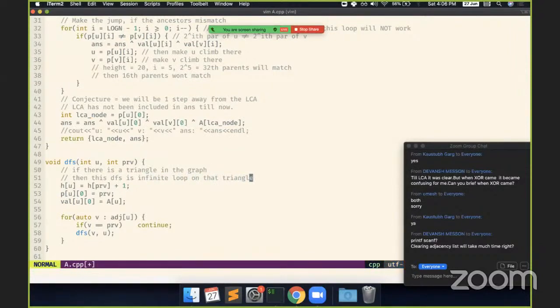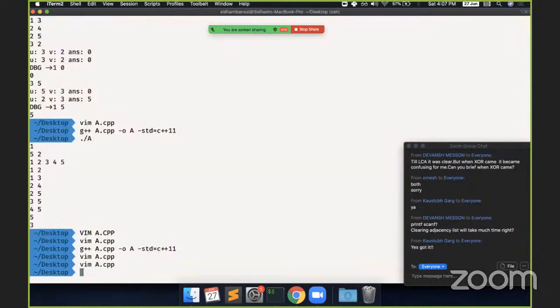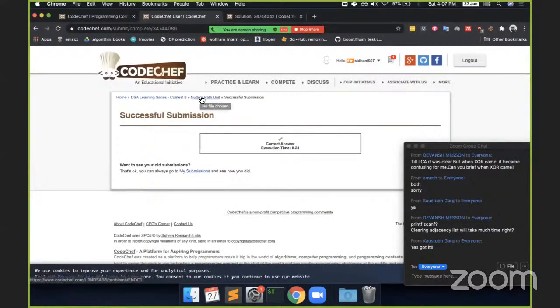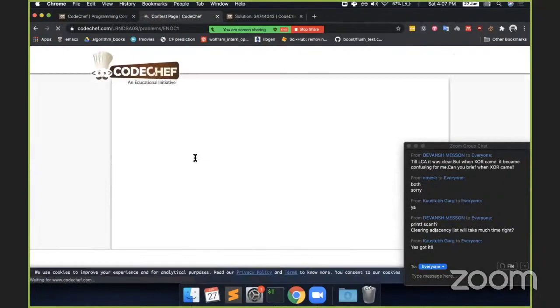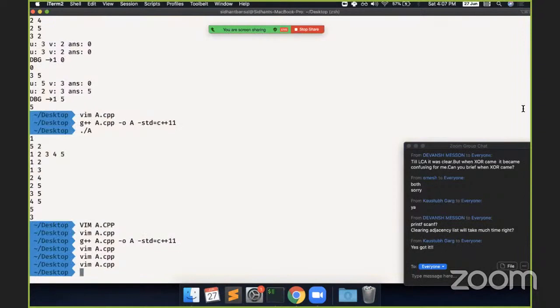I can keep on going through that triangle again and again, because let's say prev goes to u, goes to v, goes to prev. Now u will not go to prev, but he'll go to v. V will not go to u, but he'll go to prev, and it'll keep on happening. So probably the TLE came because the DFS was going into an infinite loop. Anyways, so this technique works, right? So this is the LCA thing.